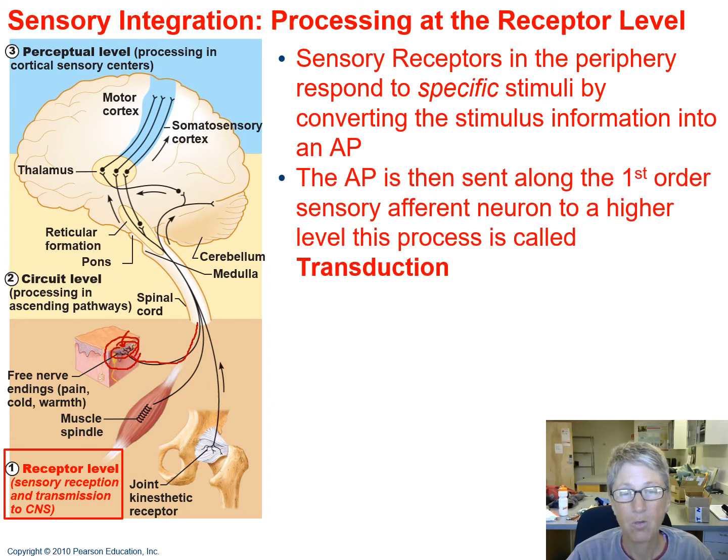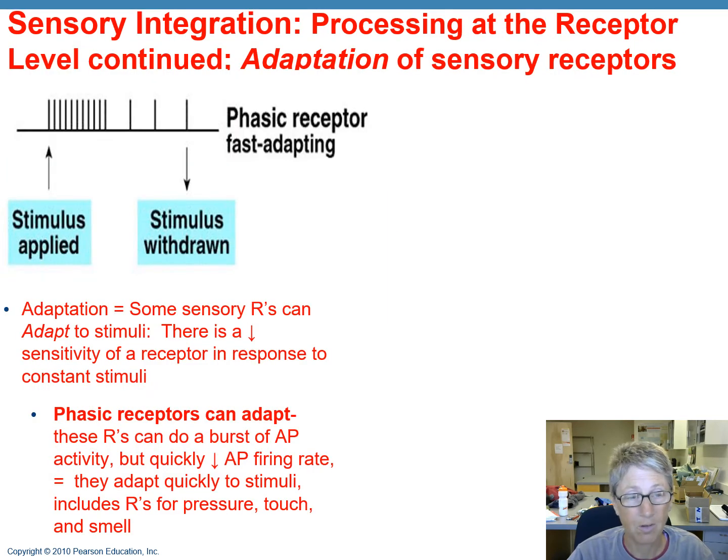The action potential is sent along this first order neuron in the chain of 3 neurons, and that process can also be called transduction because you're converting energy into an electrical signal.